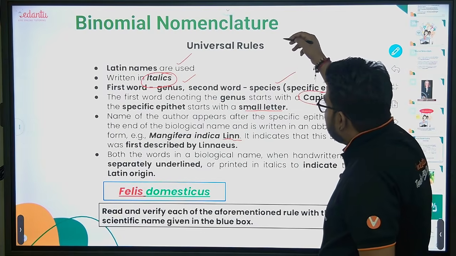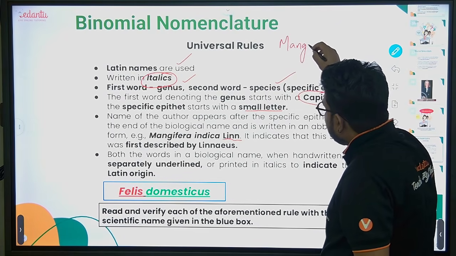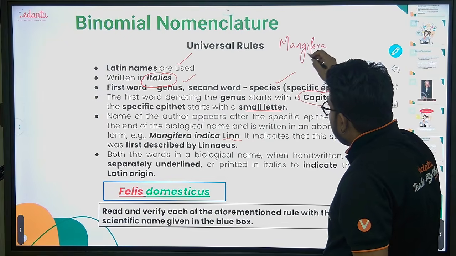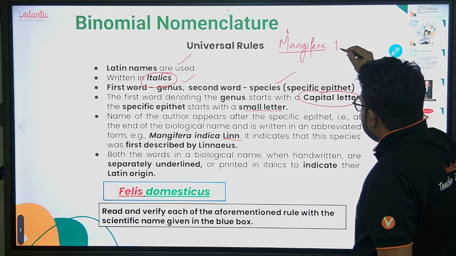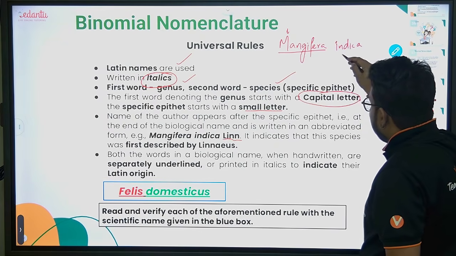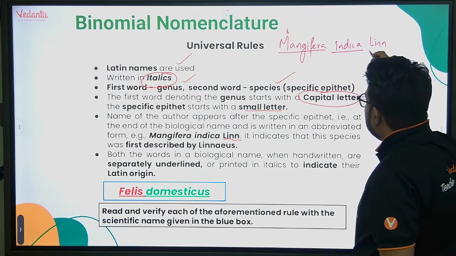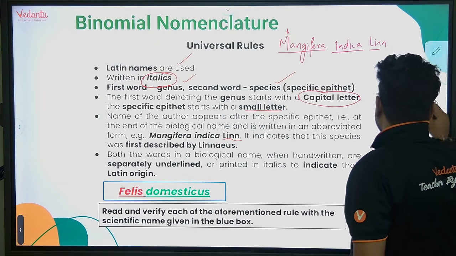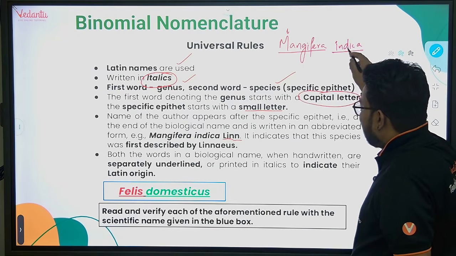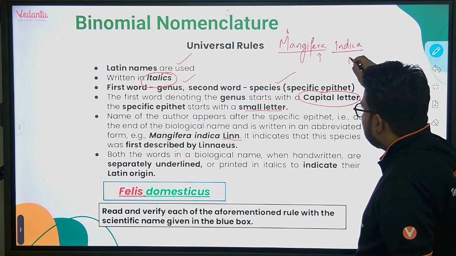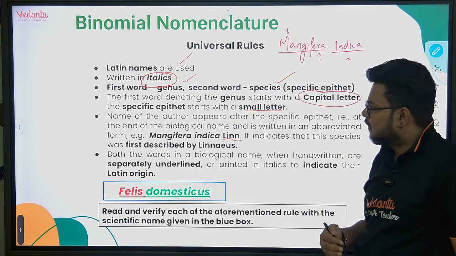So if you talk about the same thing, in the case of Mangifera indica, the genus name is in capital, indica is the species name, which I'm starting with a small letter, and this is our author name, Linn. Or if the author name is not required, you can remove it; we do not usually write the author name. So Mangifera and indica, and we have underlined both the words when we are writing it.